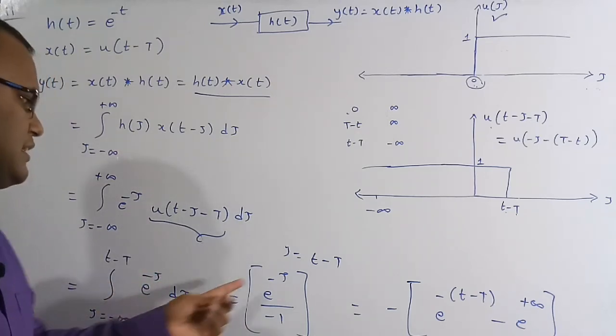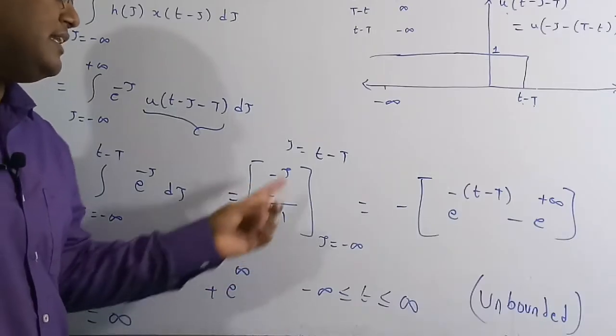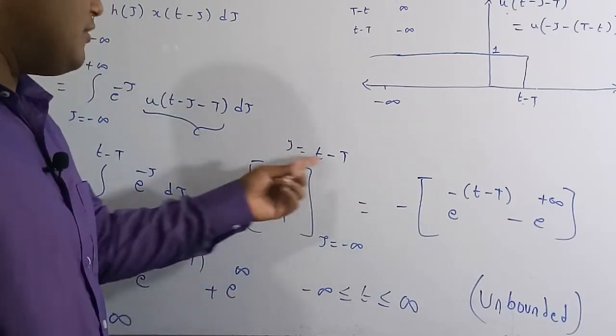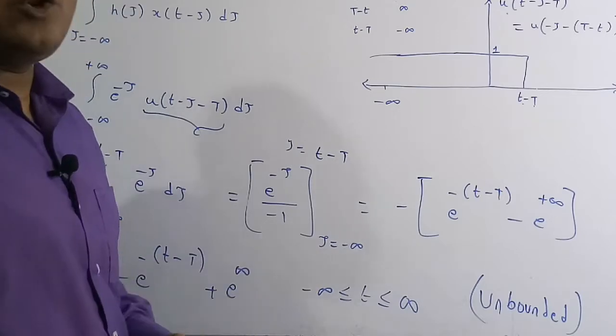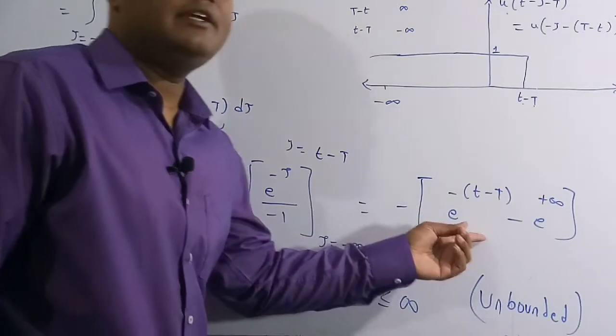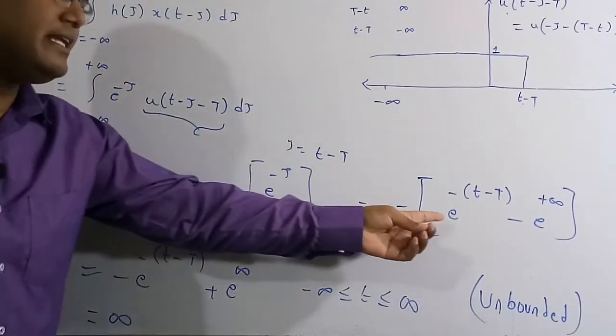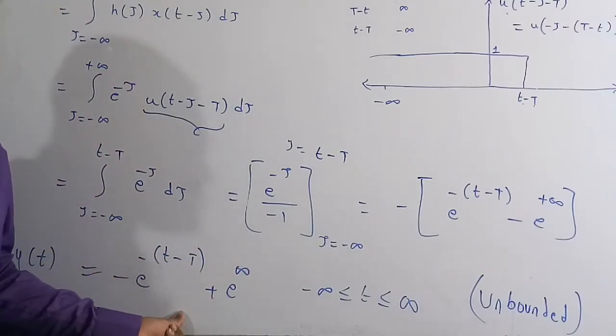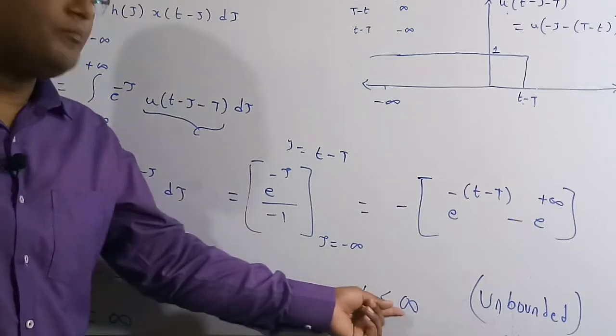So this is nothing but e to the power of minus tau by minus 1, and the limits are tau is equal to minus infinity to small t minus capital T. So now I am going to substitute the upper limit minus the lower limit, and this is the thing I am going to get. Finally I am going to take the minus inside, so this is the thing finally I am going to get, and this is the equation for y of t from minus infinity to plus infinity.